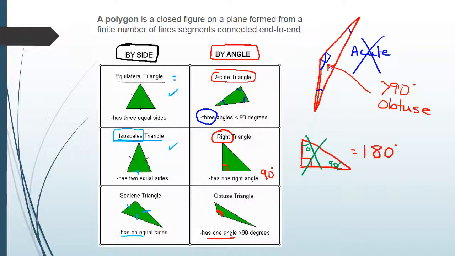Okay, just a quick little review here. By sides, equilateral, they're all the same. Isosceles, two are the same. And scalene, none are the same. By angle, all three angles have to be less than 90 for it to be acute. In a right triangle, it has to have one 90-degree angle, and for obtuse, it just needs one that's larger than 90.